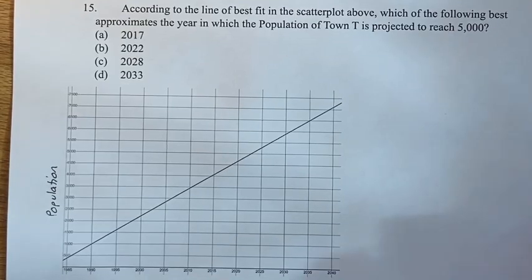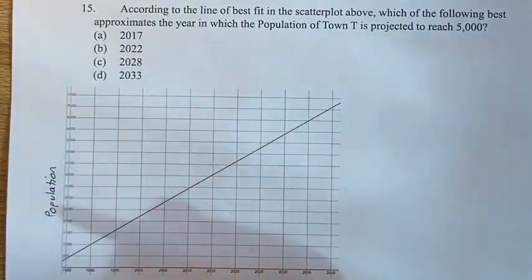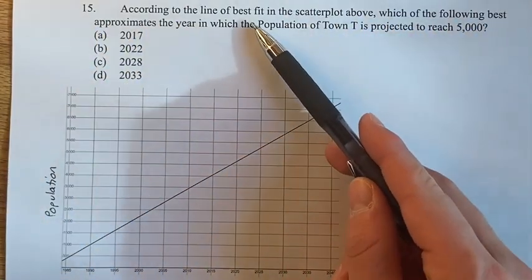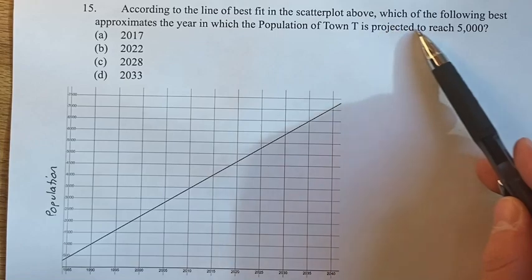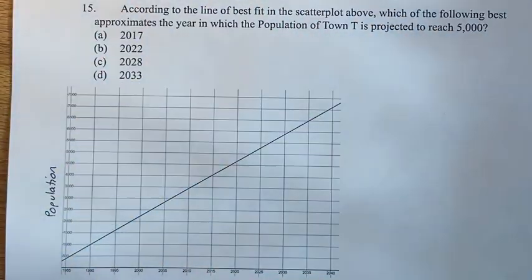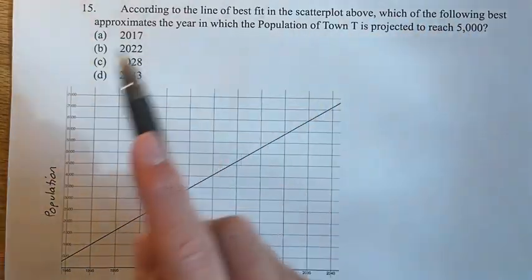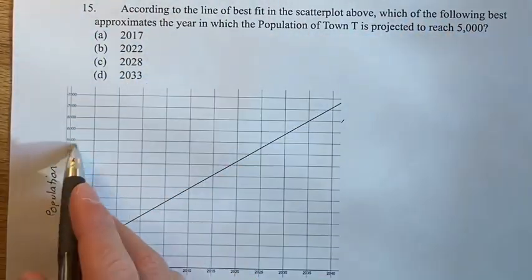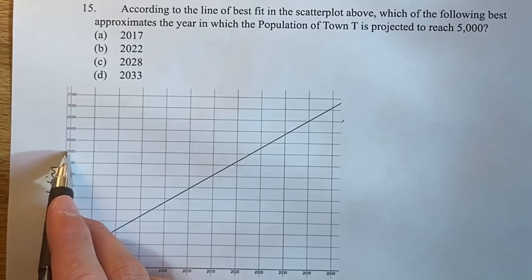In this problem, we are given a line of best fit within a scatterplot, and we're asked which of the following best approximates the year in which the population of town T is projected to reach 5,000. So the population of the town is marked on the y-axis. So if we look, where does the line of best fit hit 5,000? We go on our graph and we see, okay, 5,000 is here, and so that's this line.